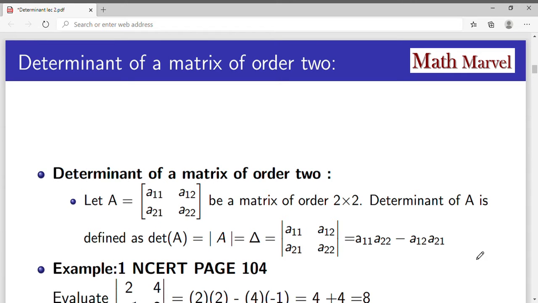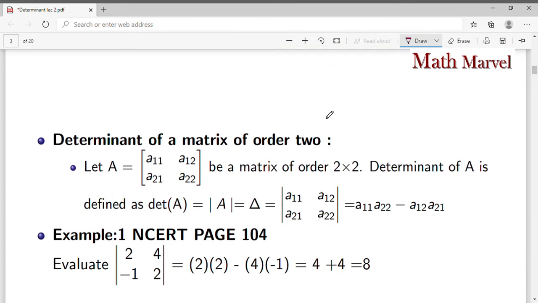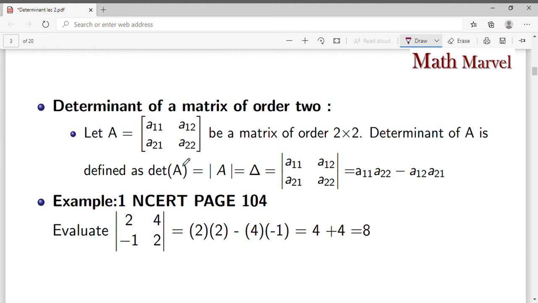Okay, the determinant of a matrix of order 2. Here let A be a matrix of 2 by 2 order. This matrix contains first and second row and first and second column. So this matrix is of order 2 by 2. The elements are a11, a12, second row a21, a22. Here the first suffix denotes the row and the second suffix denotes the column. So this element is of first row, first column; this of first row, second column; this of second row, first column; and this of second row, second column. So here A is a matrix of order 2 by 2.